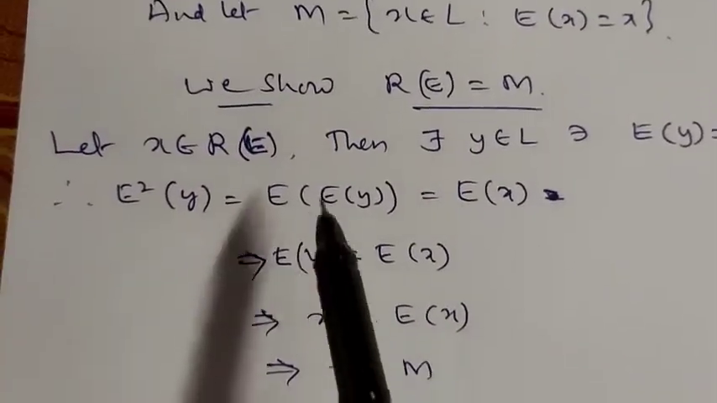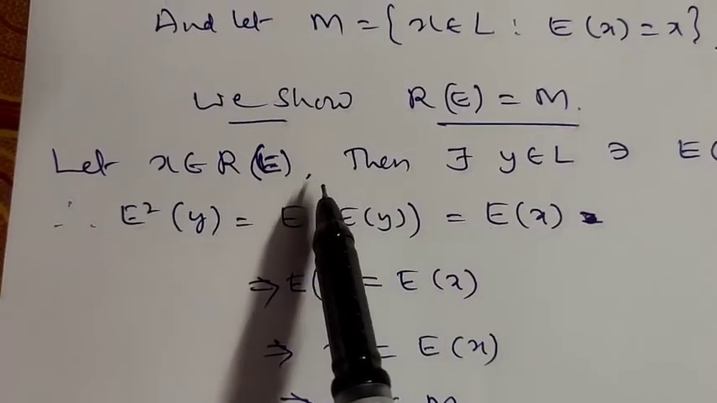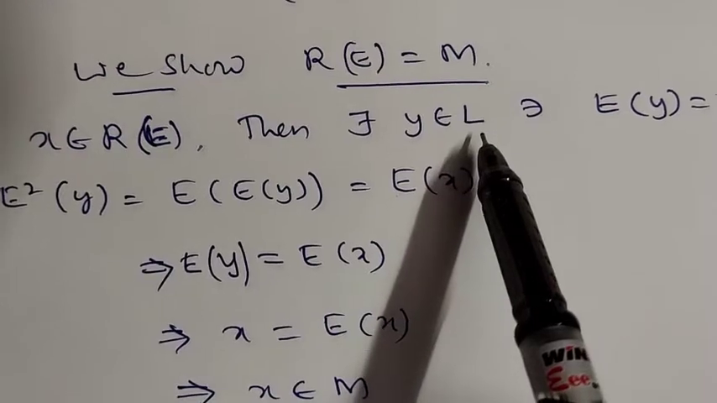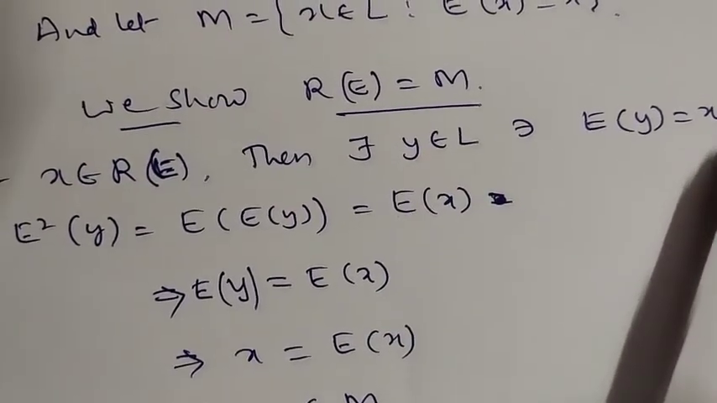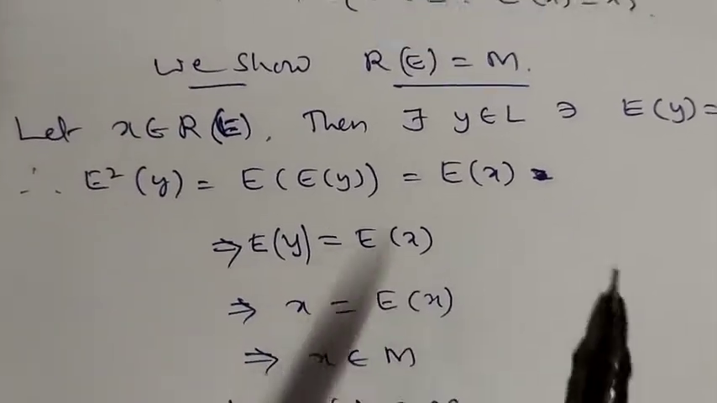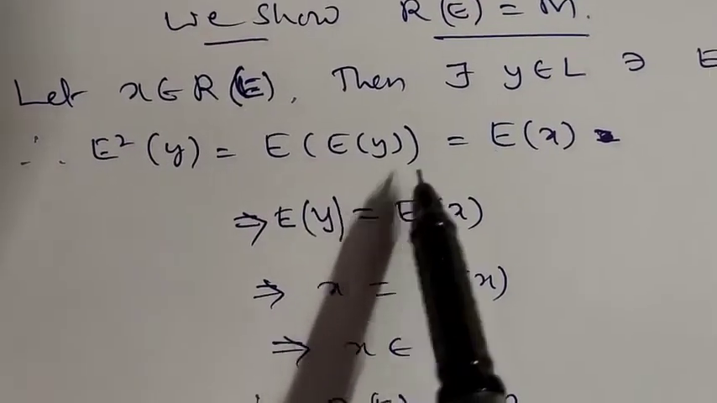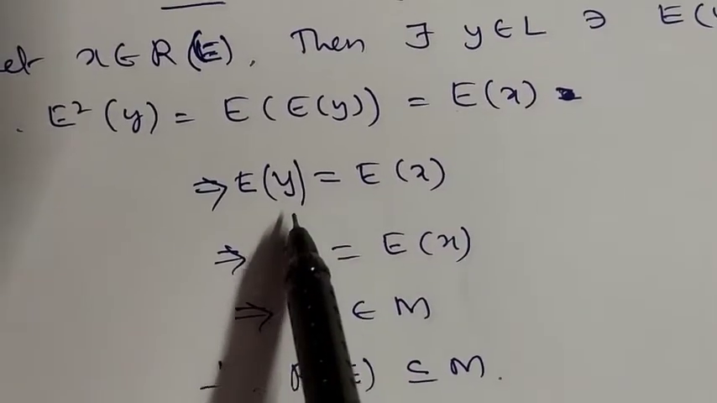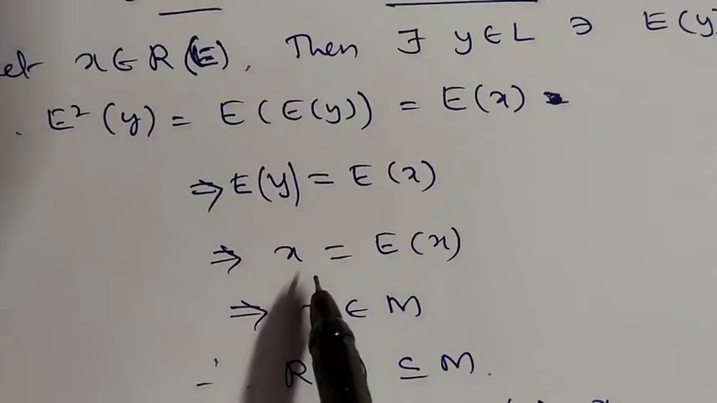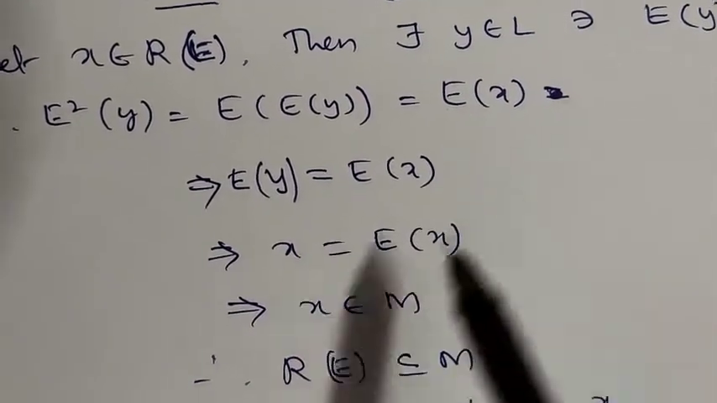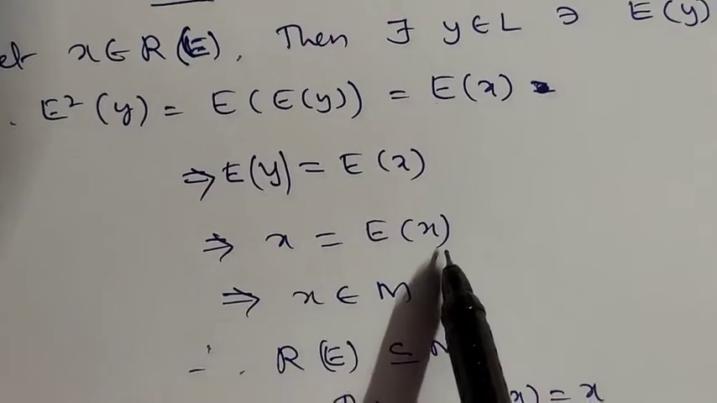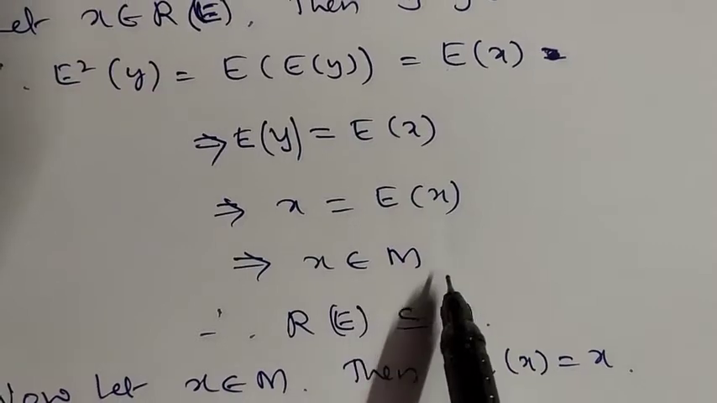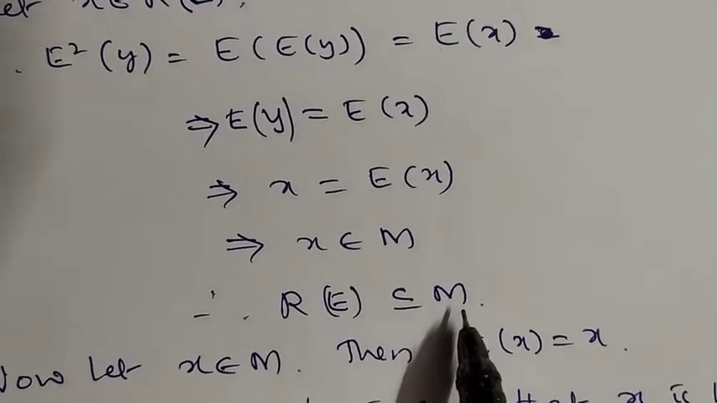Say for this, let x belongs to R of E. If x belongs to R of E, then by definition there exists some y belongs to the domain space L such that E of y is equal to x. Now E square of y is equal to E of y. E of y is x, so this implies E of x is equal to x. This implies x is equal to E of x. Now x is equal to E of x means x belongs to M. So x belongs to R of E implies x belongs to M. Therefore the range of E is contained in M.